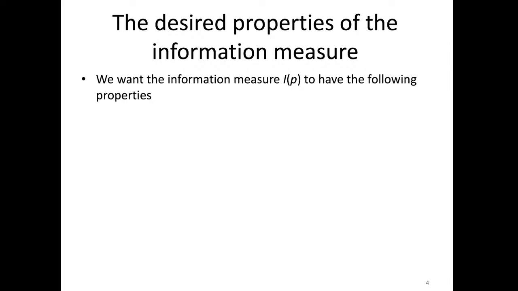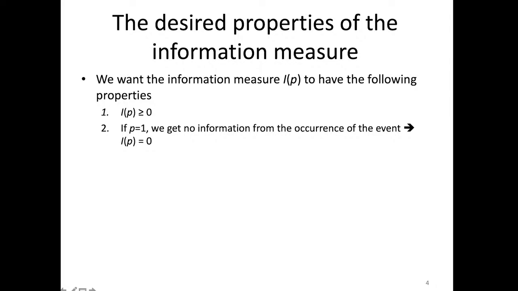Okay, so now we know that the amount of information should be relevant to P. So let's call it I of P. This is the measurement of information. So how should this I of P look? We want I of P to have the following properties. First, the amount of information should be non-negative. So I of P should be larger or equal to 0.